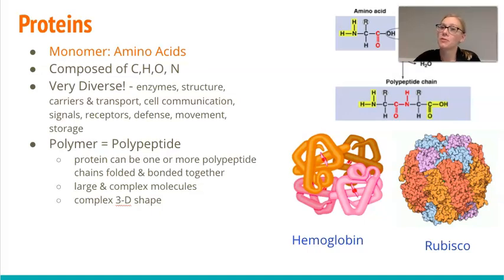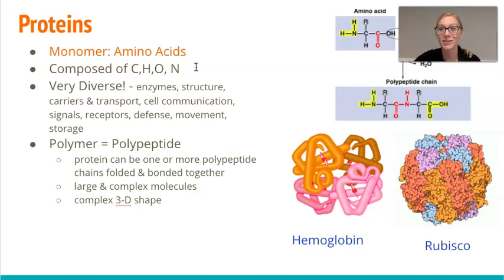Proteins, remember, the monomer of proteins is an amino acid, and they have C, H, O, carbon, hydrogen, oxygen, and nitrogen. So we add that nitrogen in there. That's a key component of proteins. They are very diverse molecules. They include enzymes. They can be involved in structure. They are involved in carrying and transporting things, cell communication, signaling, receptors, defense, movement, storage.